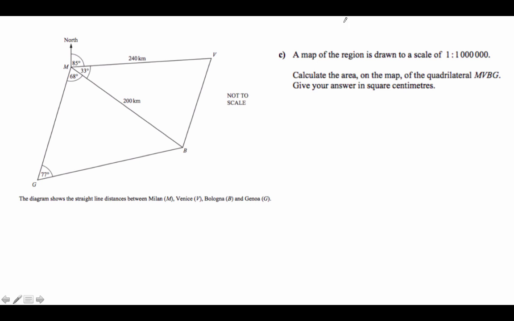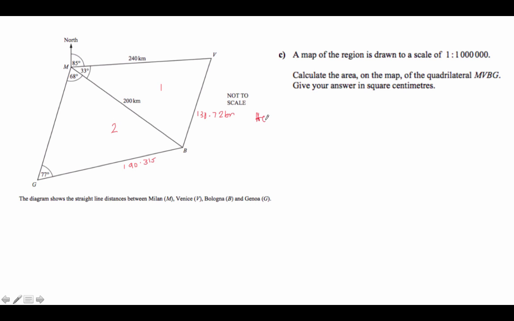Okay, in this question we're asked to find the area of the map. So we can say that the area is made up of two triangles, and from the previous question we worked out that the length of this side was 130.72 kilometres, and that the length of this side was 190.315. So if we split it into two triangles, we've got triangle 1 and triangle 2.